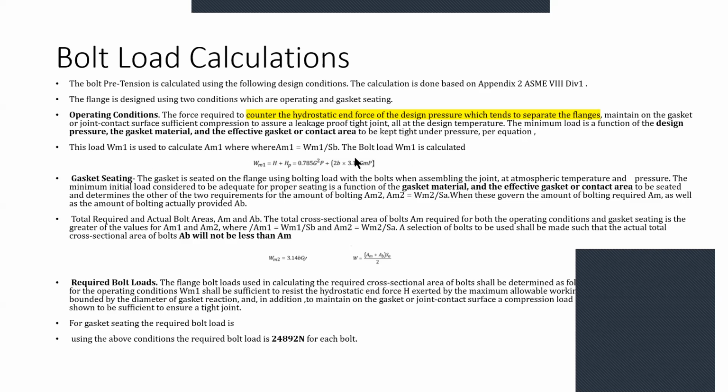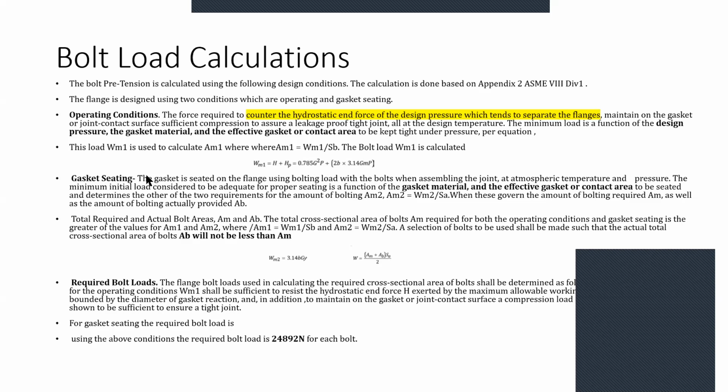So the equation used for calculating the bolt load in the operating condition is H plus HP, where H is the hydrostatic end force, that is basically nothing but pi by 4 into diameter squared at the gasket into design pressure, plus the compression force required for the gasket. So WM1 is basically the sum of both the forces.